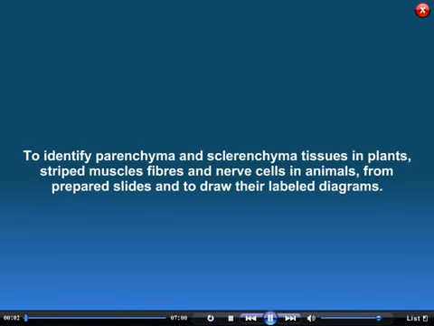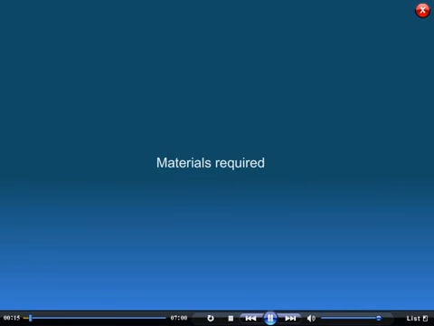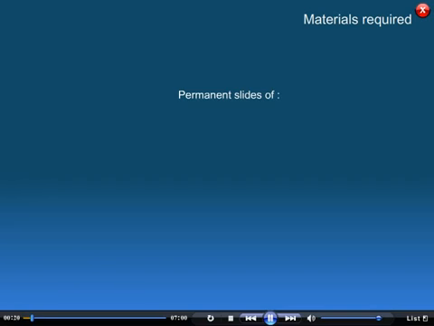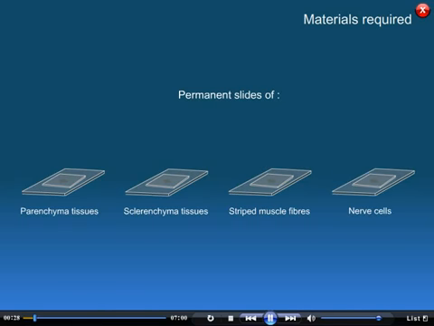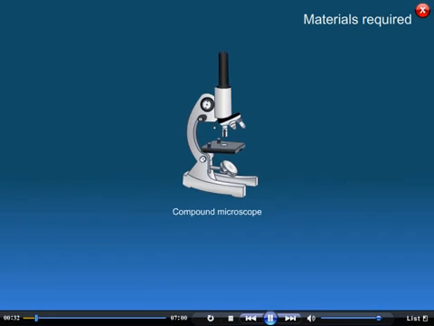To identify parenchyma and sclerenchyma tissues in plants, striped muscle fibers and nerve cells in animals from prepared slides, and to draw their labeled diagrams. Materials required: permanent slides of parenchyma tissues, sclerenchyma tissues, striped muscle fibers and nerve cells. Compound microscope.